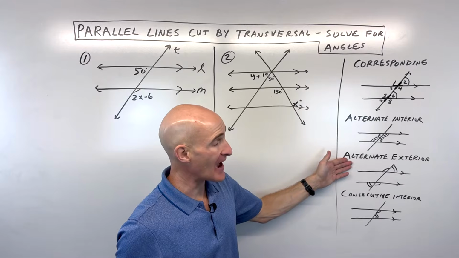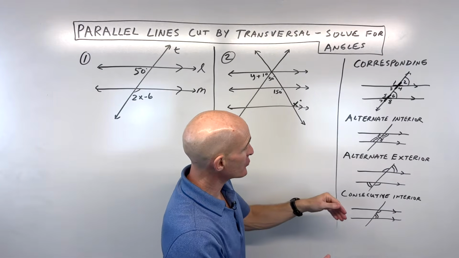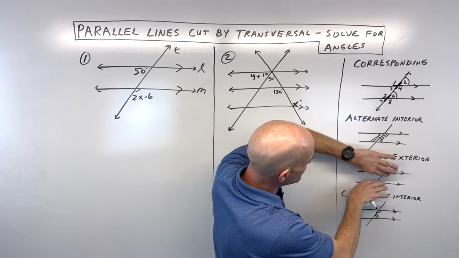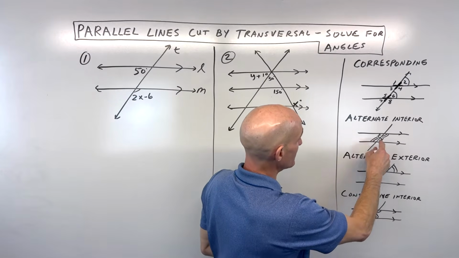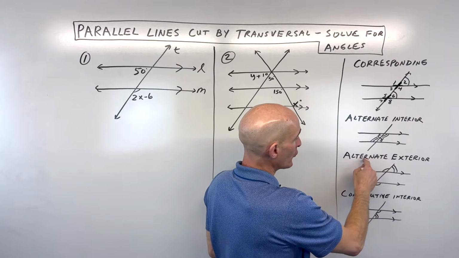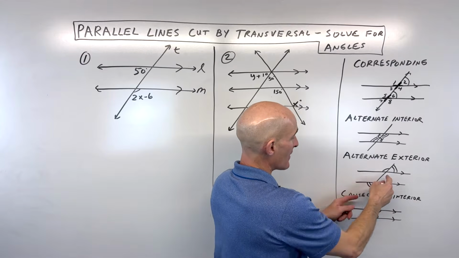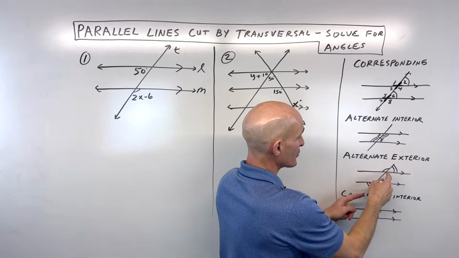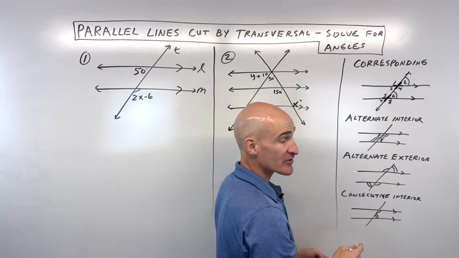Now the alternate exterior angles theorem. Exterior means that the angles are outside the parallel lines, not in between like the interior angles. And alternate means that one's on the right, one's on the left. So these would be alternate exterior angles, they're congruent. These would be alternate exterior angles, they're congruent.